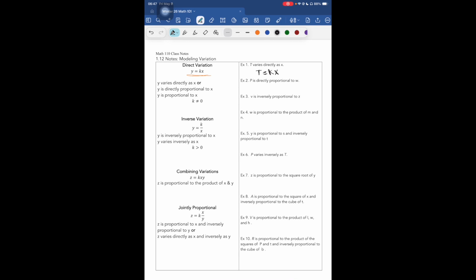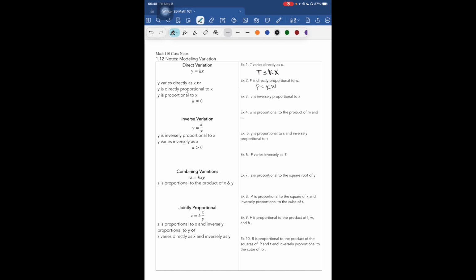Okay, the next example, example 2 says directly proportionate to w. P is directly proportionate to w. So our first variable is p. Is means equal. Directly proportionate means that we're going to use a constant, and next to it is going to be our variable w. Again, directly proportionate here looks exactly like a direct variation.